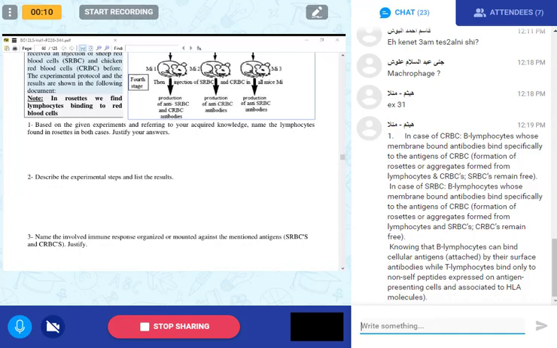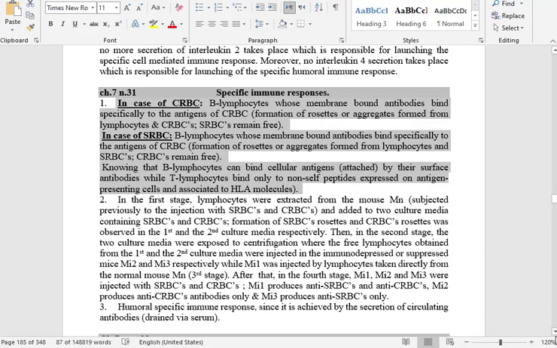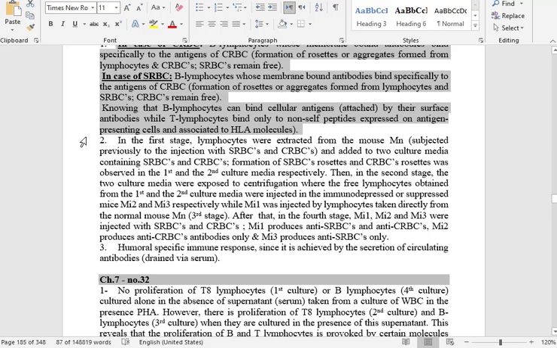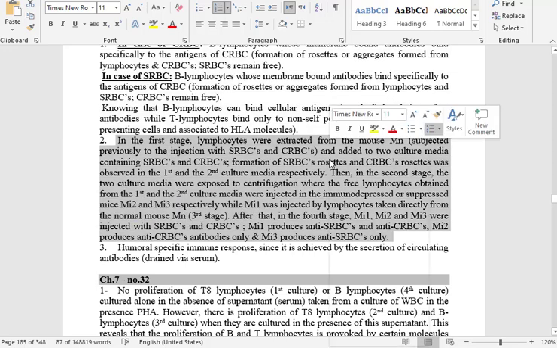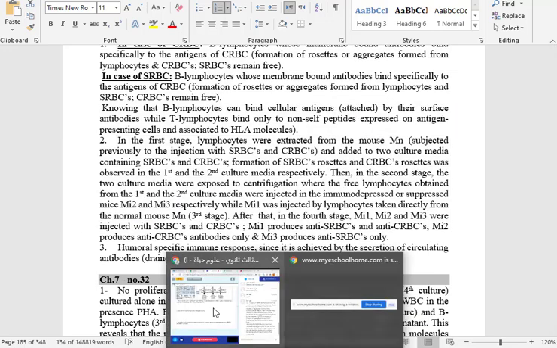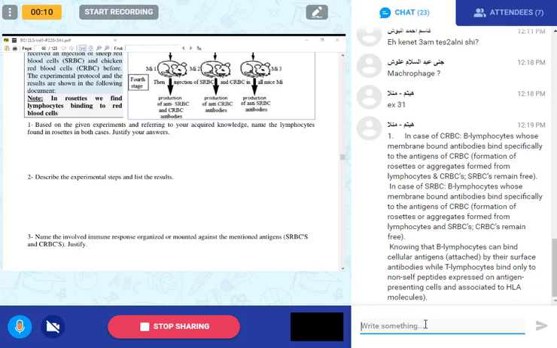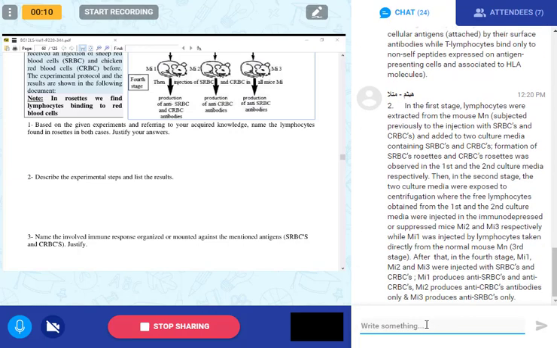Describe the experiment and list the results. Let's read it quickly. In the first stage lymphocytes were extracted from the mouse MN subjected previously to the injection with SRBCs and CRBCs and added to two culture media containing SRBCs and CRBCs.